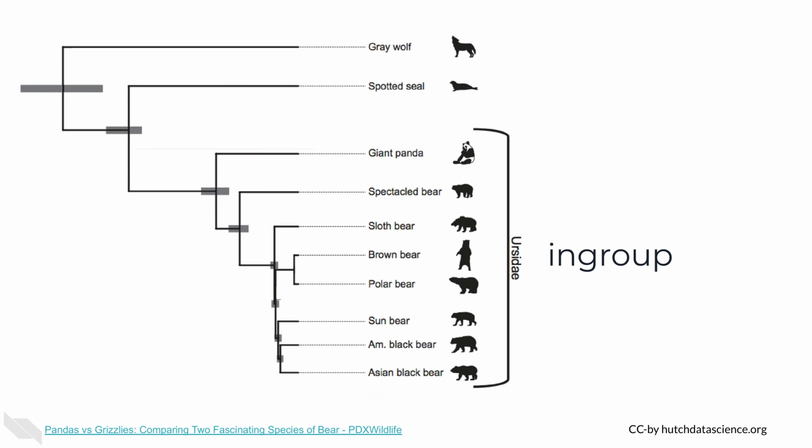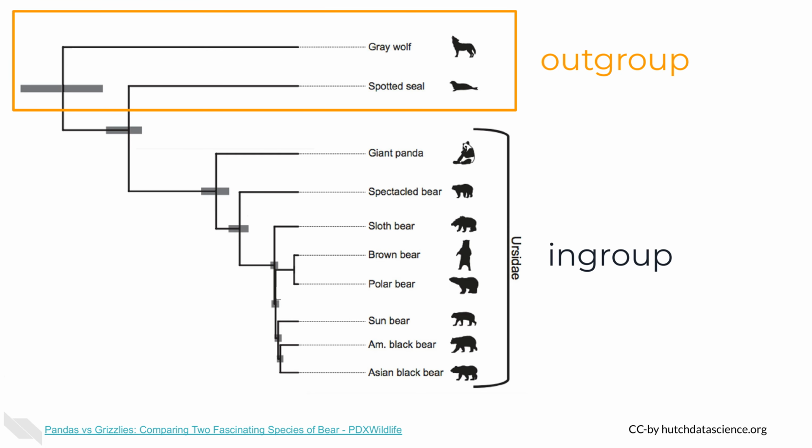Let's look at a phylogeny of family Ursidae, the bears. On the right side of the picture, we have the names and pictures of different bear species. The branches connecting these tips tell us how the bear species are related to each other. This is our in-group. This tree also includes branches for the gray wolf and the spotted seal, neither of which are bears. We are using these 2 species as outgroups.